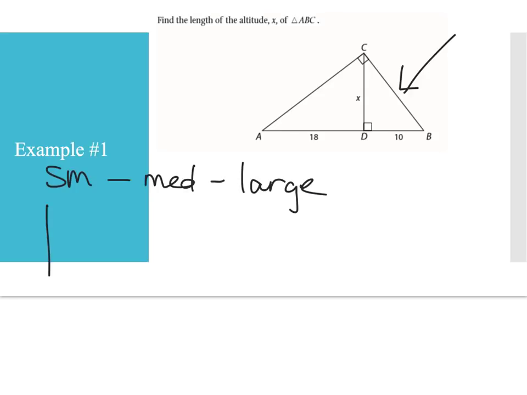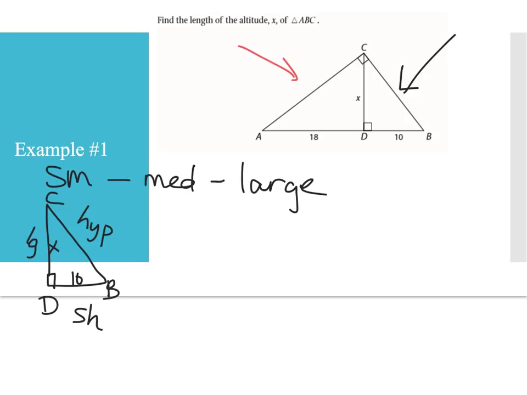That's triangle CBD with a right angle at D. On that, this would be the short leg, this will be the long leg, and this will be the hypotenuse. Let's put any numbers or variables that we have. So we have an X on the long leg and a 10 on the short leg. All right, let's draw the medium triangle. That would be the one on this left-hand side.